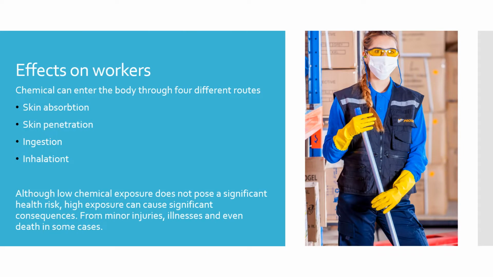So here we will be discussing the effects on workers. Chemicals can enter our bodies through 4 different routes. A few of them are skin absorption, skin penetration, ingestion, and inhalation. Although low chemical exposure does not pose a significant health risk, high exposure can cause significant consequences, from major injuries, illnesses, and even death in some cases.